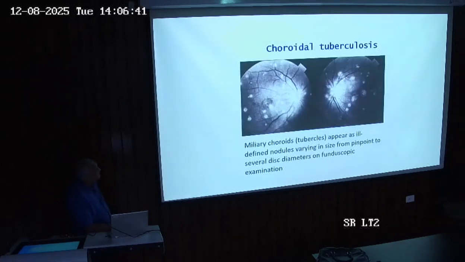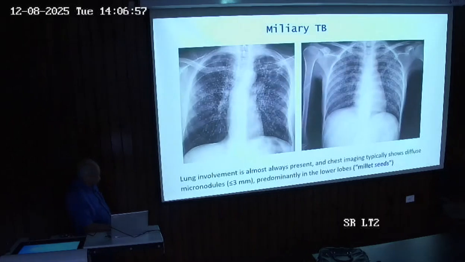Again the same picture, you can see variable size, ill-defined, multiple nodules on fundoscopic examination, small size, large size, scattered throughout the choroid. And these are the radiographic images of miliary TB. You can see disseminated forms. Some of these are calcified, and this is the lung parenchyma, the millet seed appearance.